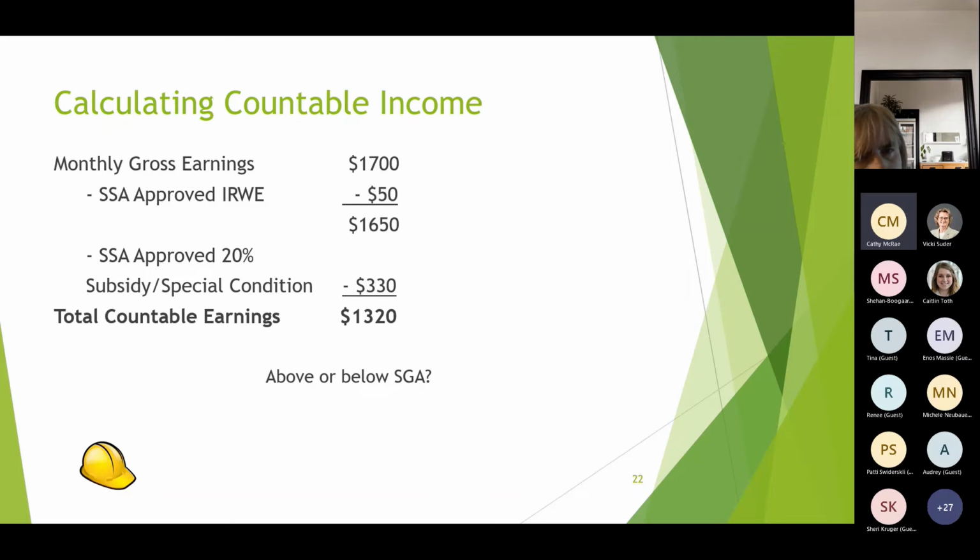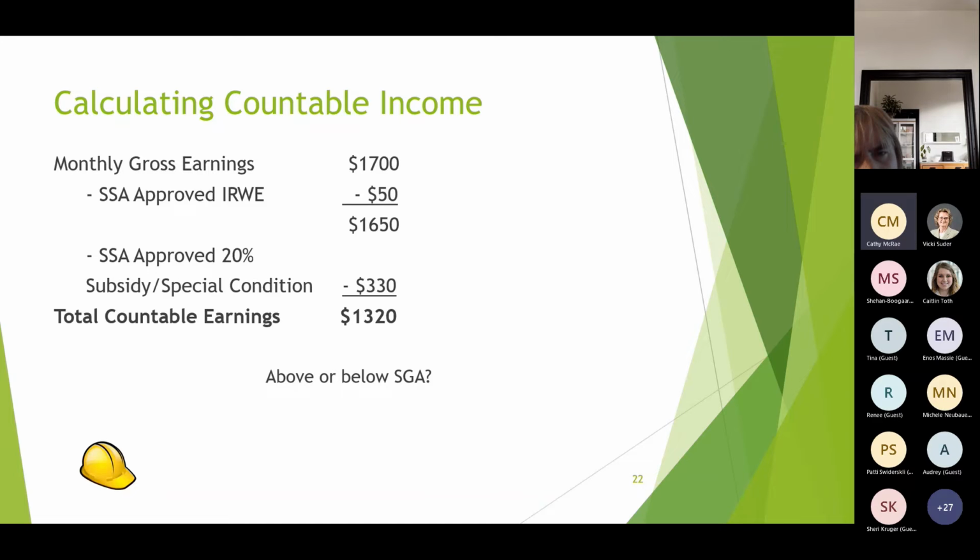So this is how they calculate countable income for SSDI. They take your monthly gross earnings. So in this case, we have somebody who's earning $1,700 a month. Then you get an SSA approved IRWE, let's say for $50. They take that off. So now you have $1,650. And then this person is also approved for a 20% subsidy and special condition. So now they're going to take off $330. And we have somebody whose earnings are now below substantial gainful activity at $1,320.